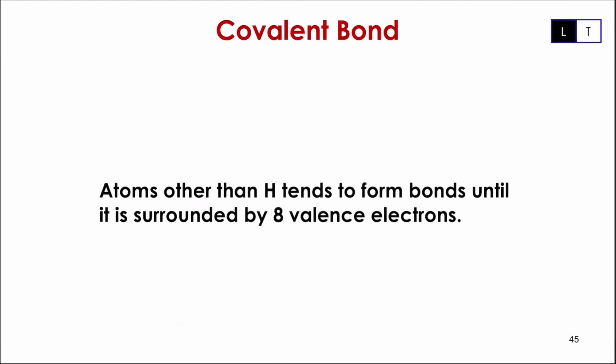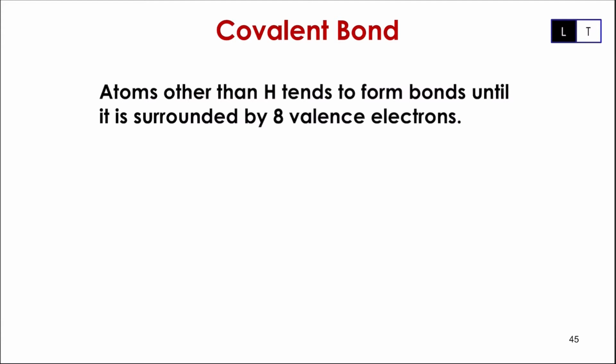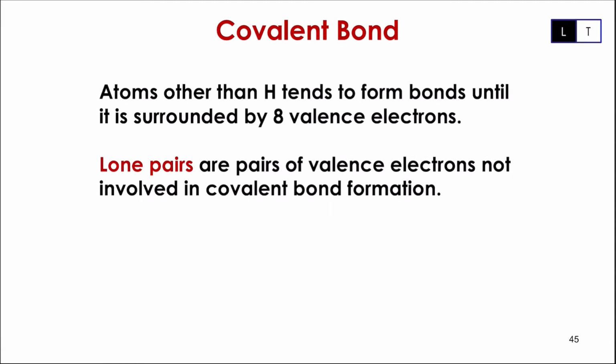You have to understand, atoms apart from hydrogen tend to form bonds until they achieve 8 valence electrons in their valence orbital. However, you can sometimes see lone pairs around the atomic symbol. These lone pairs are pairs of valence electrons that are not involved in covalent bond formation. Kalau kita faham covalent bond, kita illustrate dengan dua dot yang share between two atoms ataupun satu baris macam ni. Awak akan faham dengan lebih lanjut tentang this part after this.